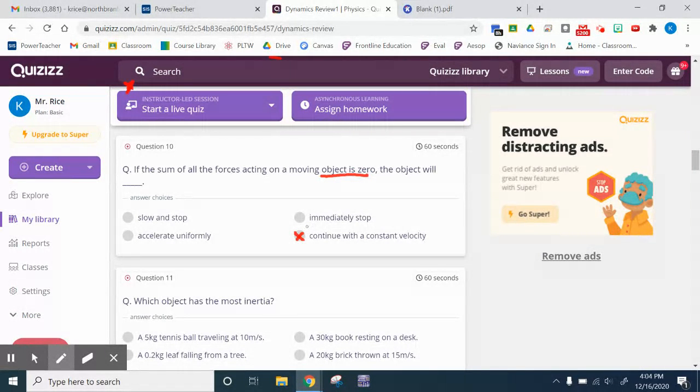So if it's already moving at a certain velocity, it's going to stay at that velocity. If it's sitting still with a velocity of zero, it's going to remain sitting still.